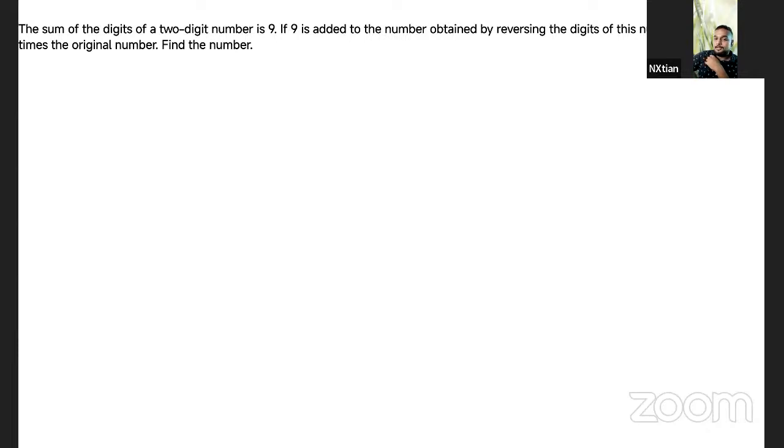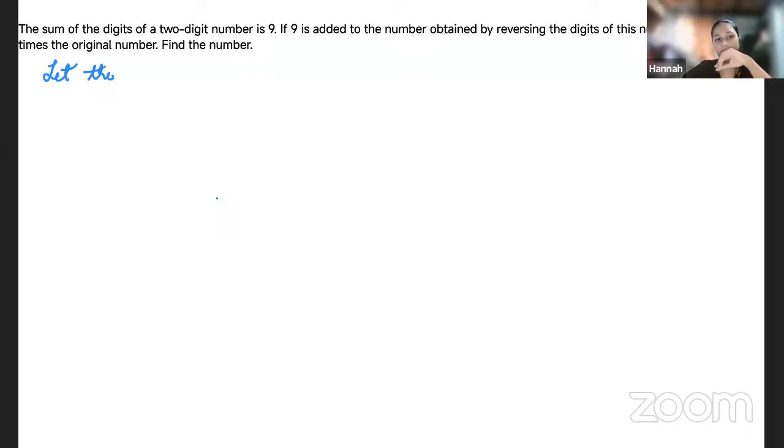Okay, so the sum of the digits of the two-digit number is 9. So now, what is the first step? Anybody, please unmute your mic and say. x plus y equals 9. Yes, first you have to write: let the number be x and let the number be y. Which number at which place do you have to mention? Tell me, unmute your mic and say. Please tell me. Let the number at the tens place be x and the number at the ones place be y.